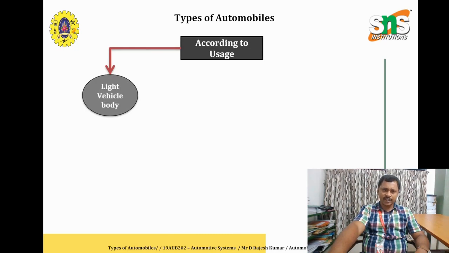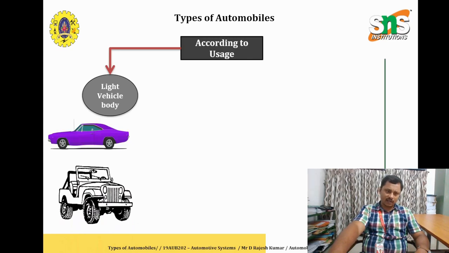So according to the usage, the automobiles are classified into three different types. One is the light vehicle body. You can see here the light vehicle body means the segment where you can see the cars, jeeps, all kinds of things, SUVs, that is sports utility vehicle, and multi-utility vehicle.